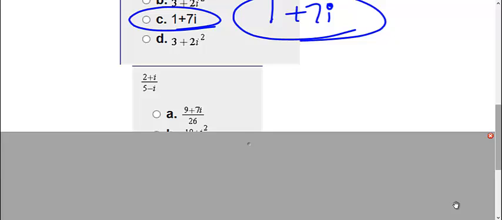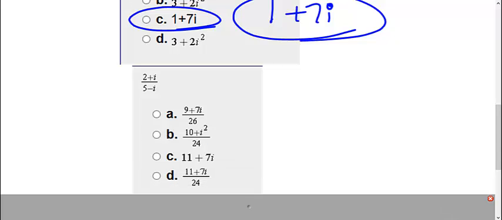Our fourth one here, we are dividing. Okay, we can't divide with i's, and we know that these go together. We can't start crossing stuff off. So what we need to do is divide by the conjugate, which means I need to multiply by 5 plus i. So we multiply across, so we FOIL.